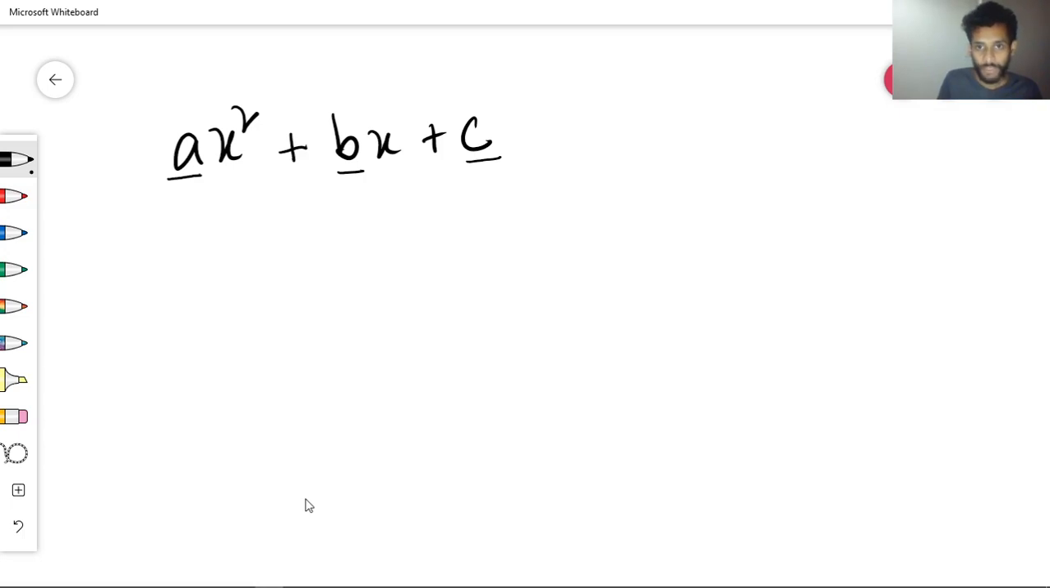For example, if I give you an example of this, it will be 7x square plus 8x plus 1. Here this is a, here this is b, here this is c. Sometimes this 7 can be 1, here it can be 2, here it can be 3 or anything in that format. But this ax square can use any other letter as well.